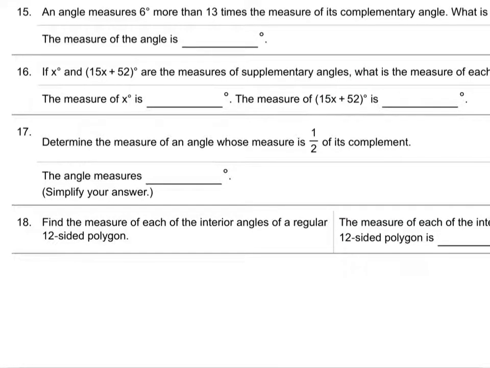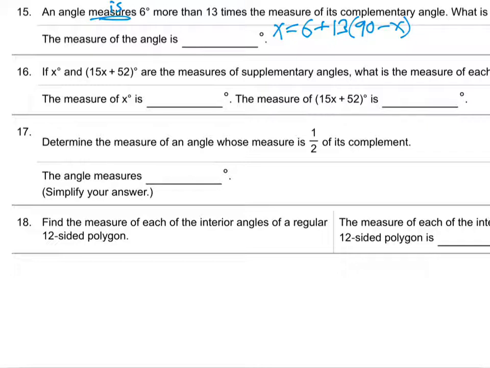An angle measures 6 degrees more than 13 times the measure of its complementary angle. Okay, that's interesting. An angle measures, that's the same thing as saying is. An angle x is 6 more than what? 13 times its complement. What's its complement? 90 minus x. Let me help with that real quick.